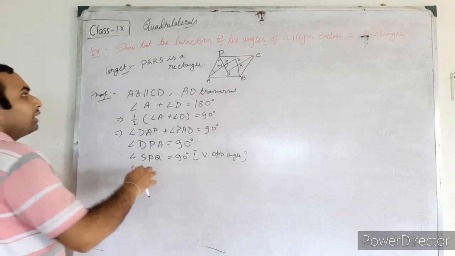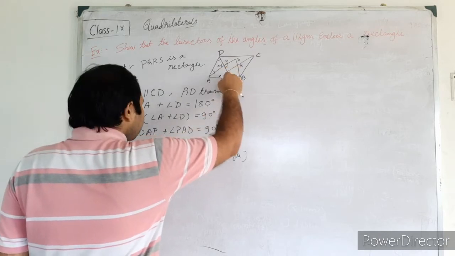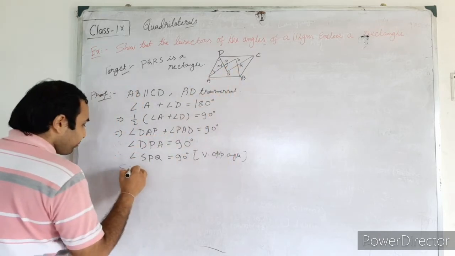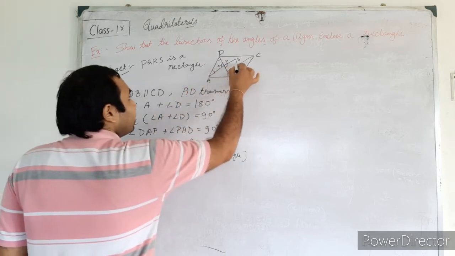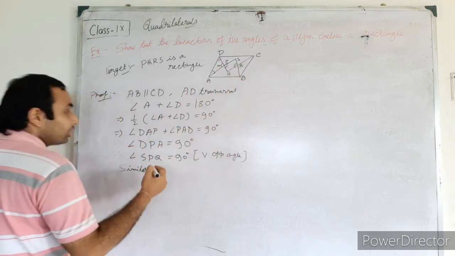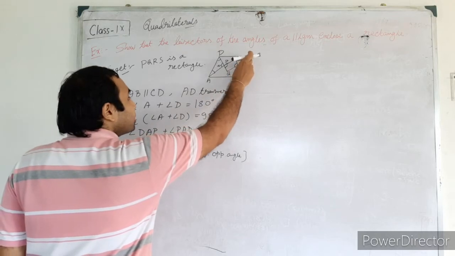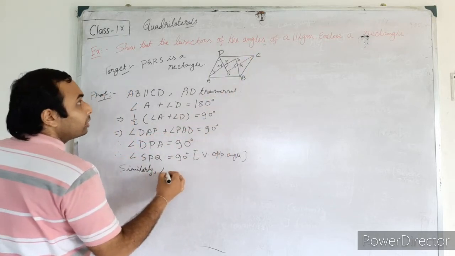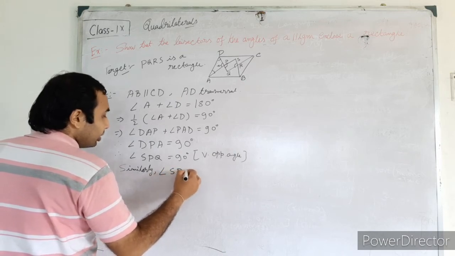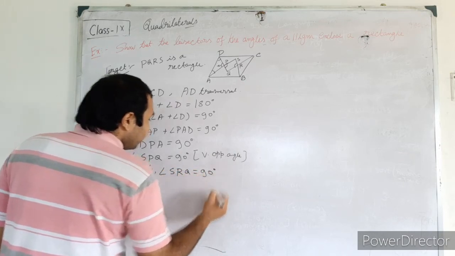So similarly we can say here SPQ is 90 degrees. Similarly, this angle will also come to 90 degrees, because if you take this triangle, then you can find that one. So from here we can say angle SRQ is equal to 90 degrees.